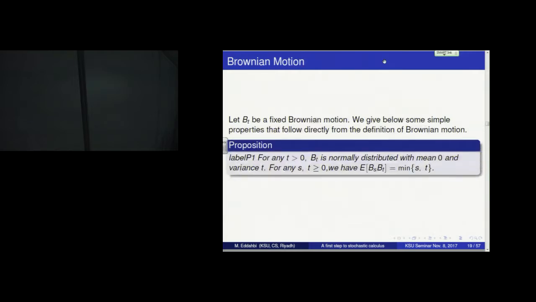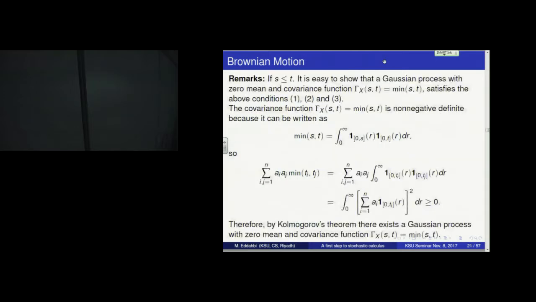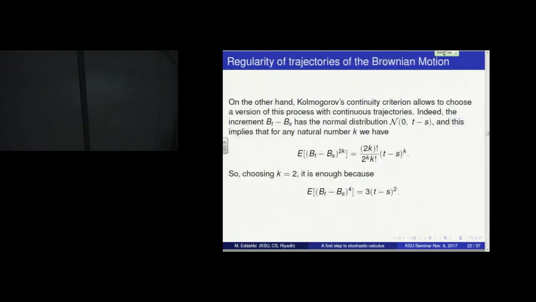Okay, these are some properties of the Brownian motion. It is normally distributed, and the covariance is equal to the minimum of s and t. So this is not really required in what follows, but I would like you to know some properties about that. I will go directly to the regularity. This helps us, of course, to define the stochastic integral, but I will skip it for the moment. So for the regularity, I told you about this trajectory.